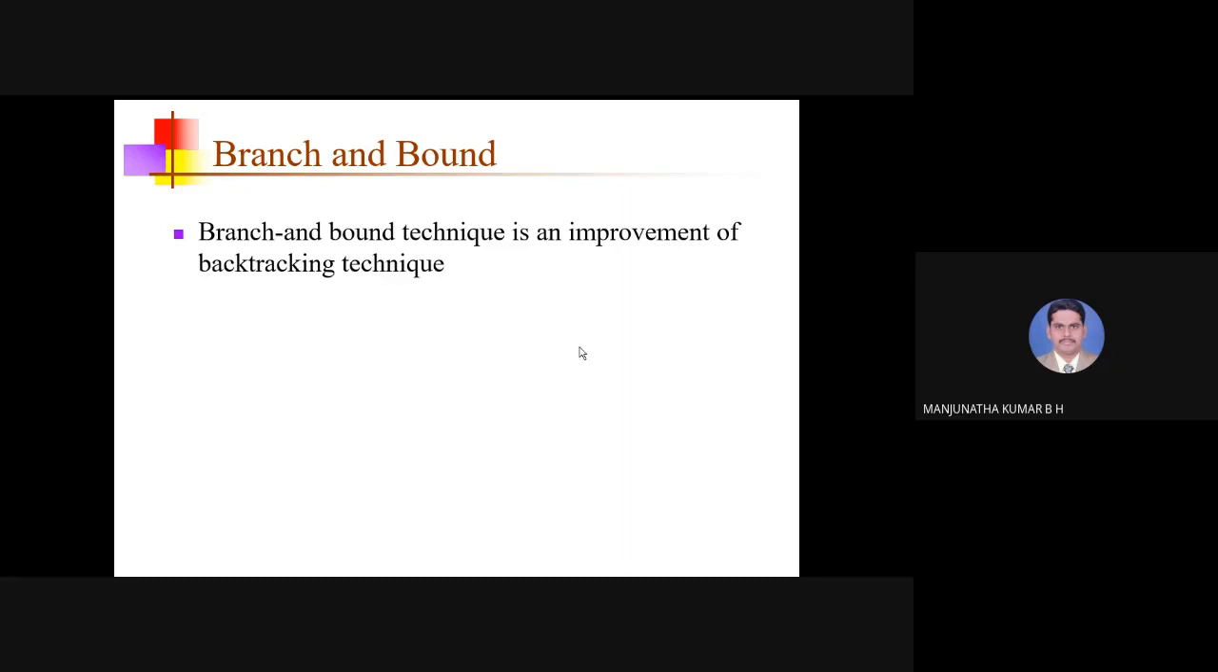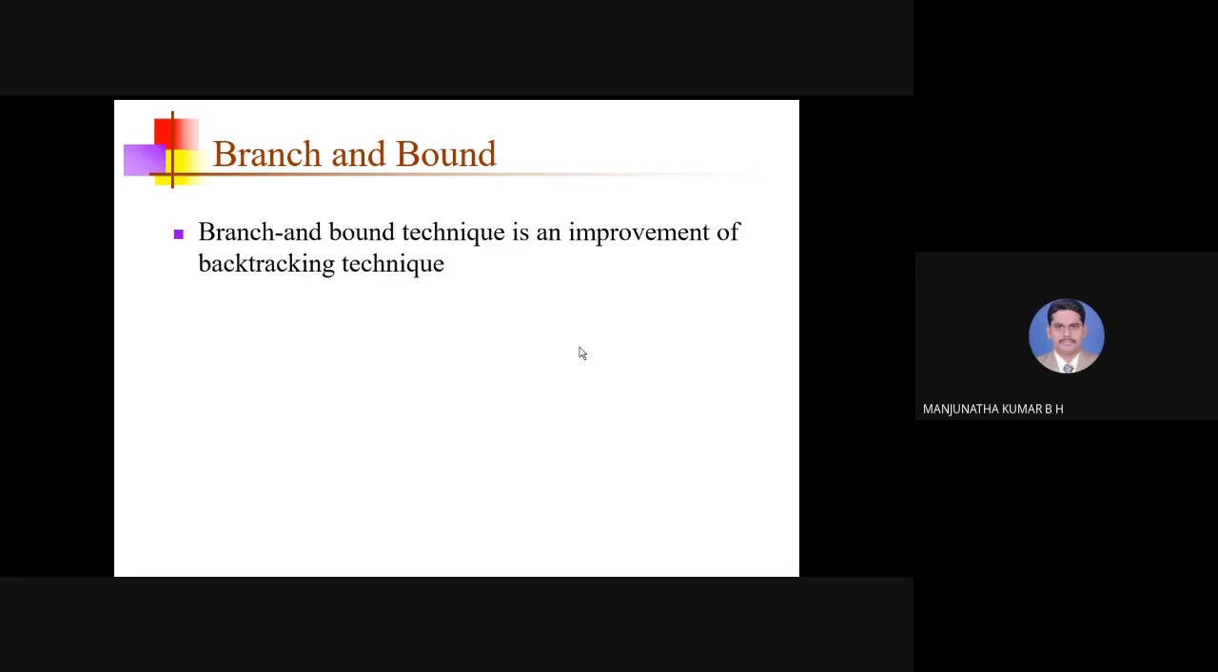If the current node value is not better than the bound value, then we are going to treat that path as a non-promising path, and that will be terminated there itself. So that is the improvement made on backtracking technique, and that improvement is called branch and bound technique. So both the techniques work similarly, but the bound value, I will explain later what is that bound value and how to calculate the bound value.